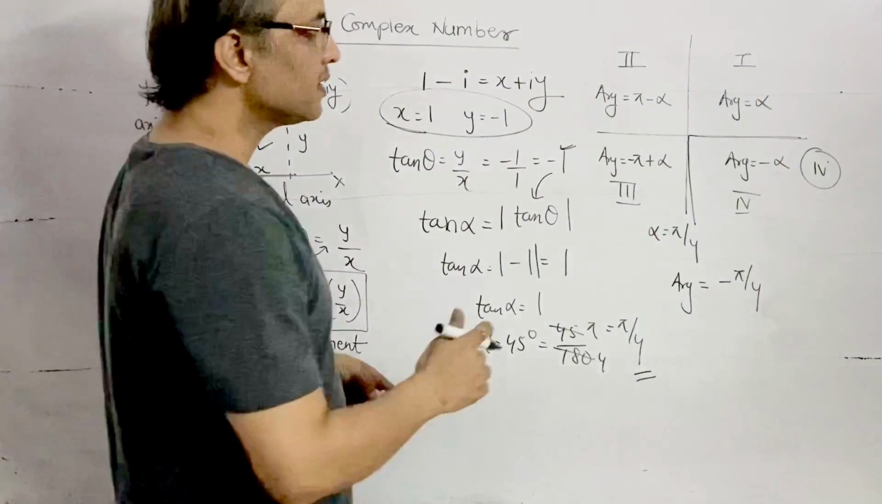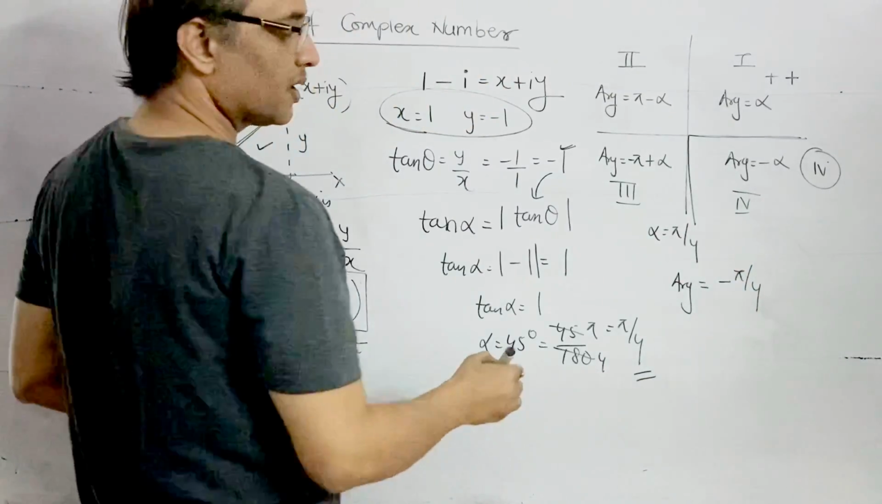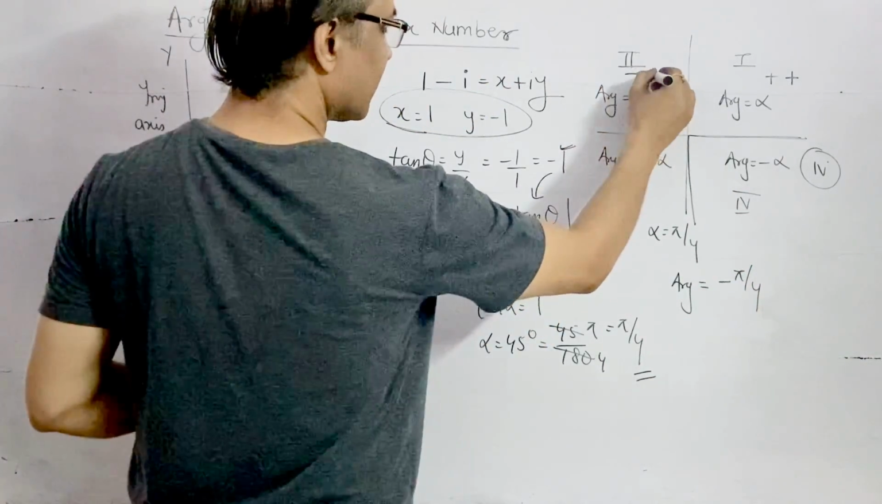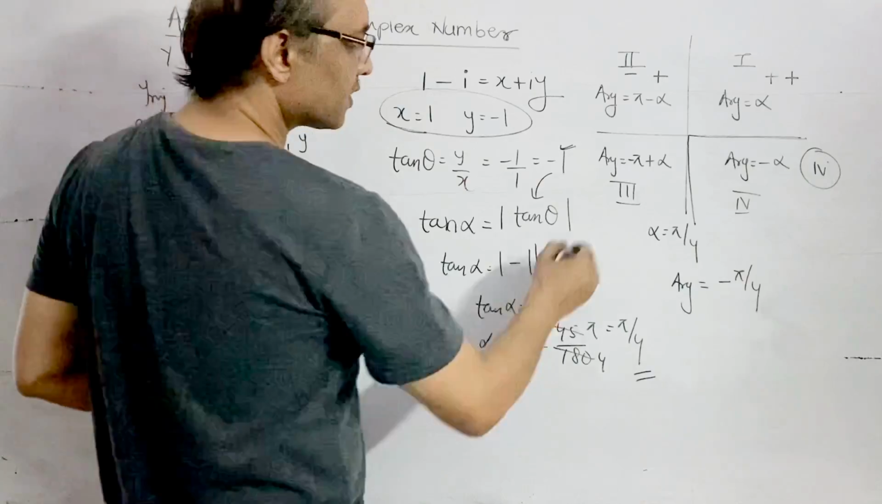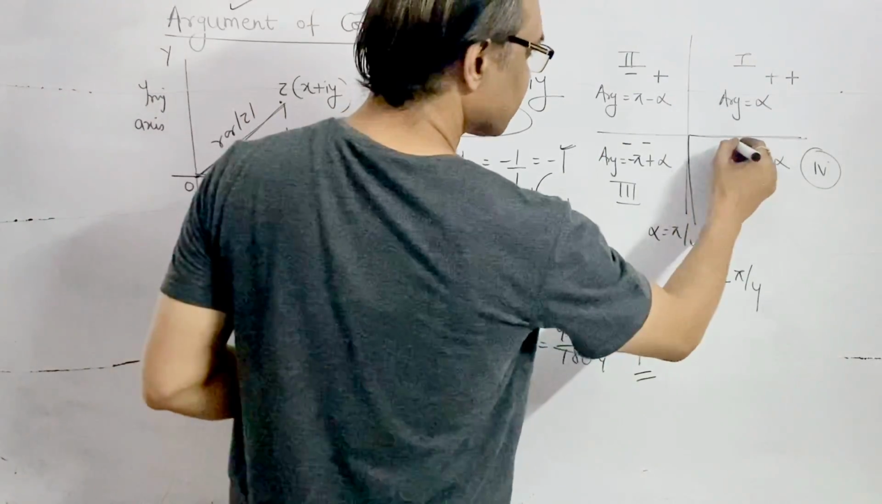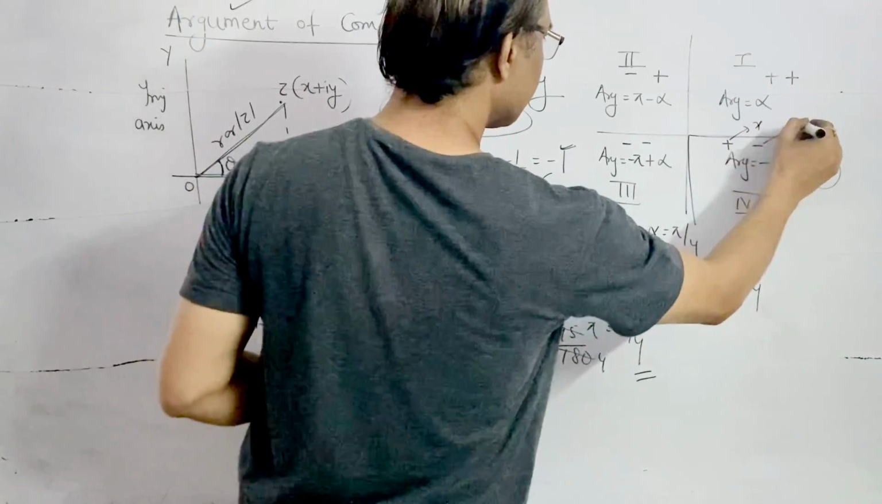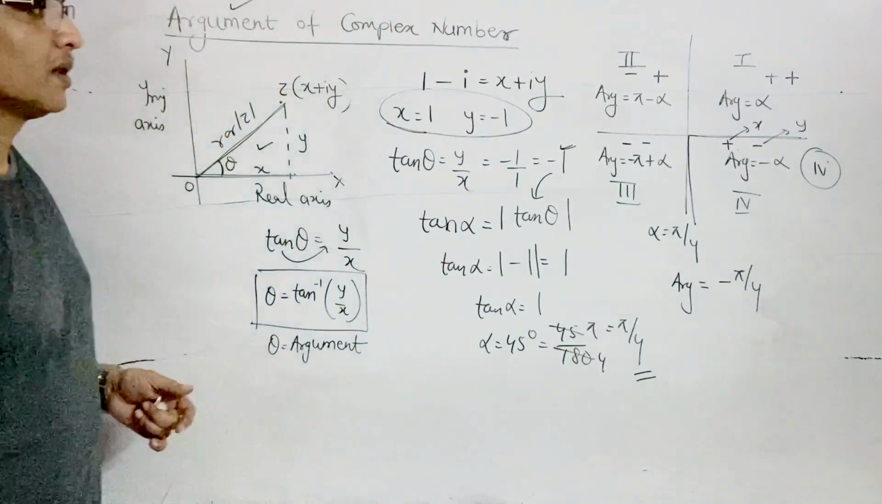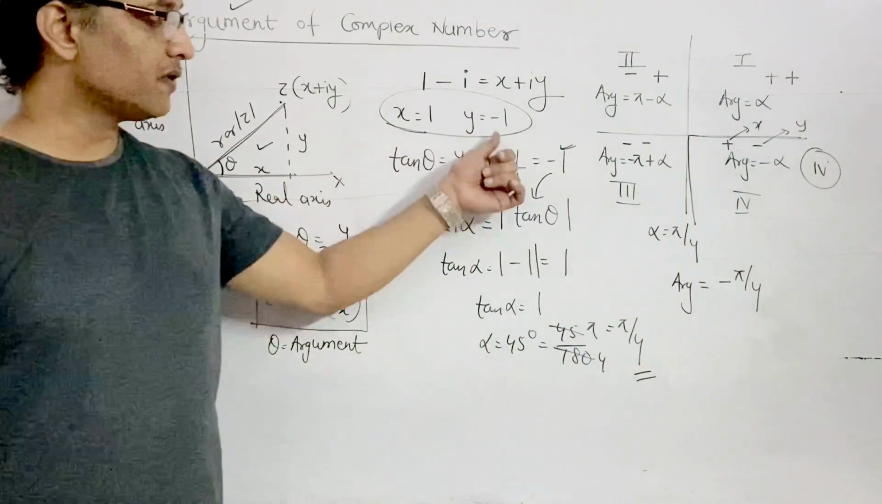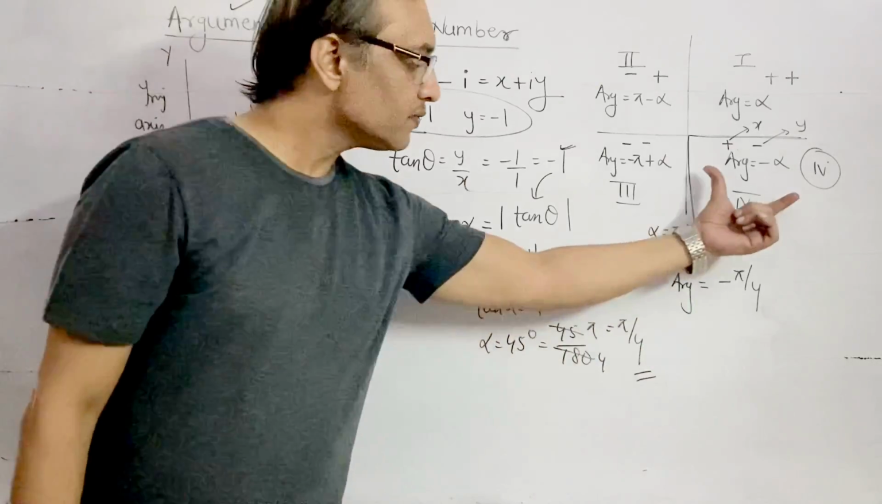You must be knowing that in the first quadrant, x and y are both positive. In the second quadrant, x is negative, y is positive. In the third quadrant, both are negative. And in the fourth quadrant, x is positive, y is negative. First one is the value of x and the second one is the value of y. So in this case, x was positive and y was negative. That's why our complex number was lying in the fourth quadrant.